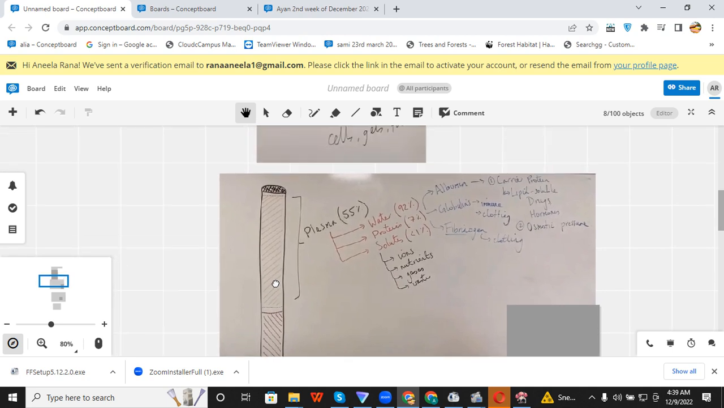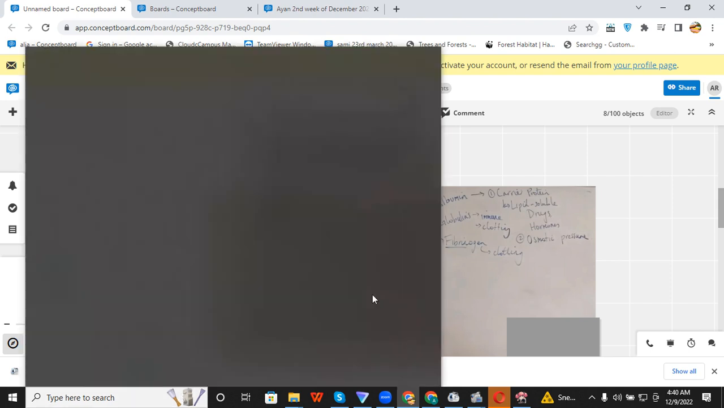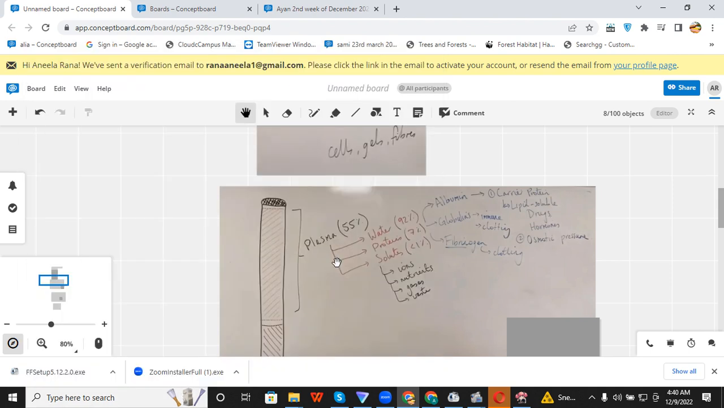The lightest thing in the blood is the plasma, and it makes up 55% of our total blood. The word plasma itself means liquid, as in the word cytoplasm. Cyto means cell and plasma means liquid. So cytoplasm is the liquid present inside the cell. Here, 55% of our total blood consists of plasma.